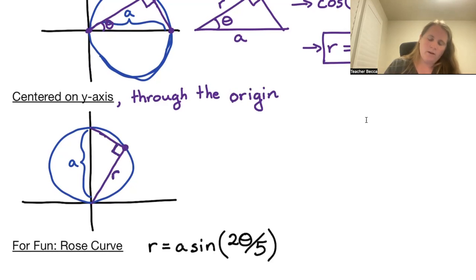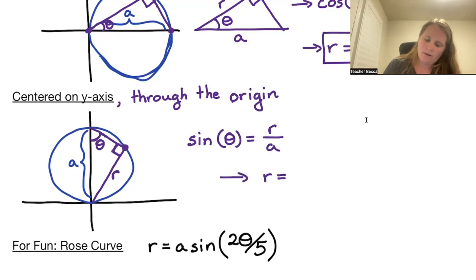From the origin to the point is R. Our hypotenuse is A. And then the angle theta is actually not the angle right by the origin of our triangle, but in fact the one up at top. So in this case, the R is our opposite. So we will use sine of theta is equal to R over A. And so this equation is that R is equal to A sine of theta.